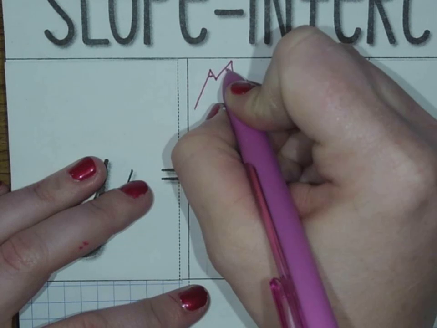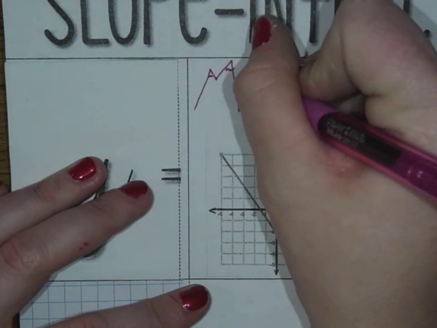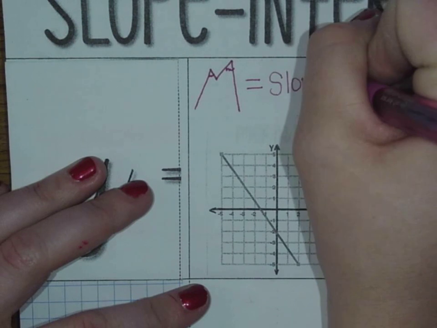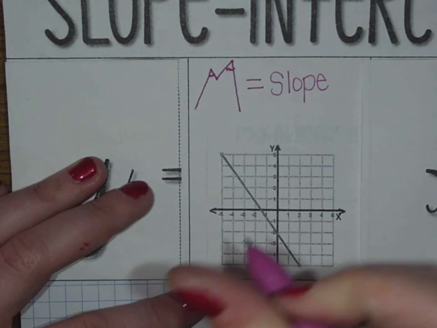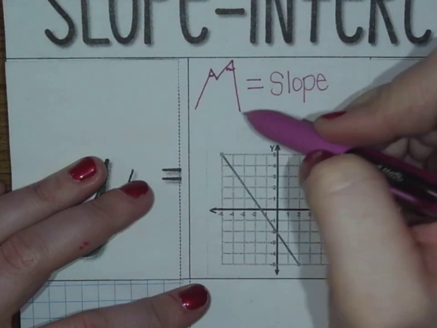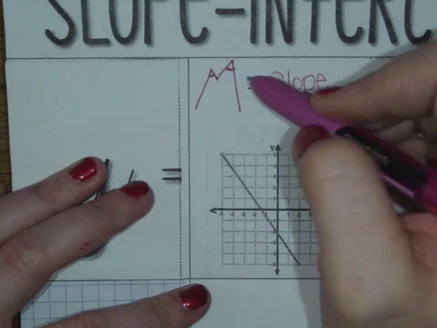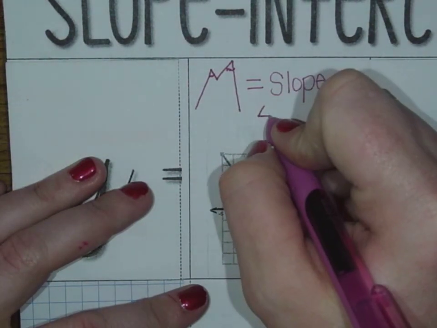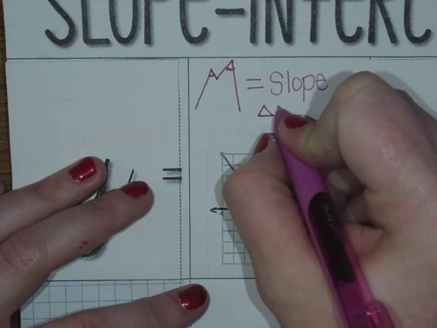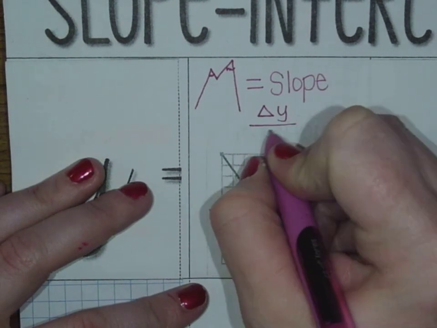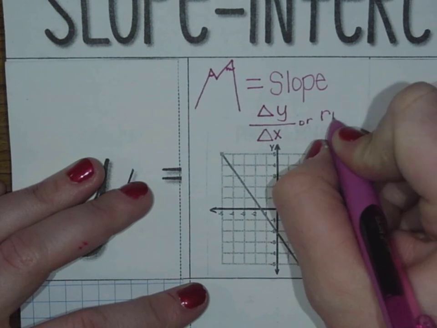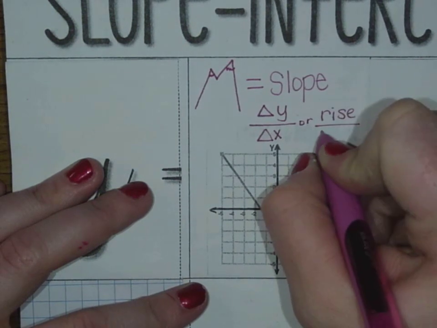So m, I like to make my m look like a mountain. So it's going to be my little mountain, my little m, because it stands for slope. If you've ever watched the video Slope Dude, m makes me think of mountain, like hitting the slopes. I don't know, I'm weird, and I try to think of weird things to remind me. So remember, slope is change in y over change in x, or you can also say it as rise over run.